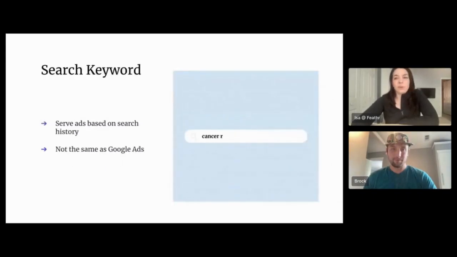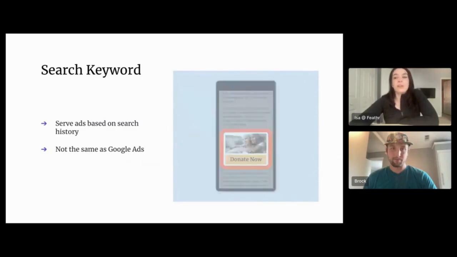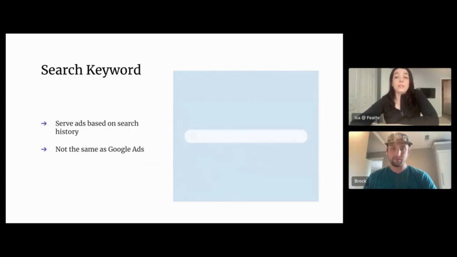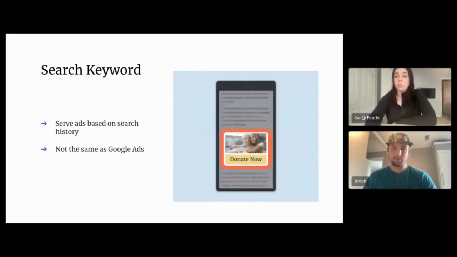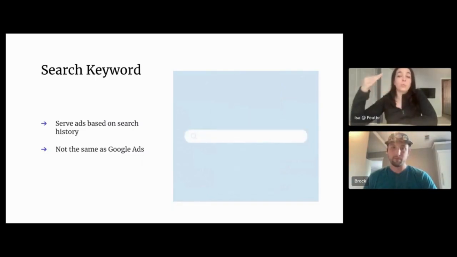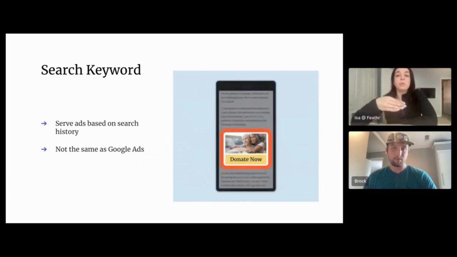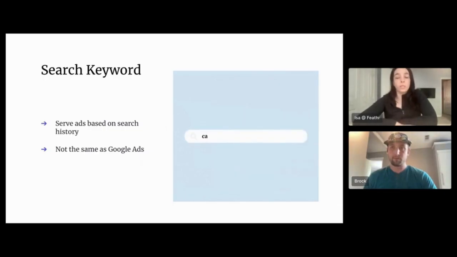Let's move on to search keyword campaigns. This type of campaign lets you serve ads across the web to people who have searched for terms that you deem relevant. Note that this is different from the paid search campaigns that you might think of when you hear the phrase keyword search. Unlike Google Ads, which moves you higher up on the Google results page when someone is actively searching for a relevant term, search keyword campaigns in Feathr let you reach people with display ads all over the web after they've searched for one of those keywords.